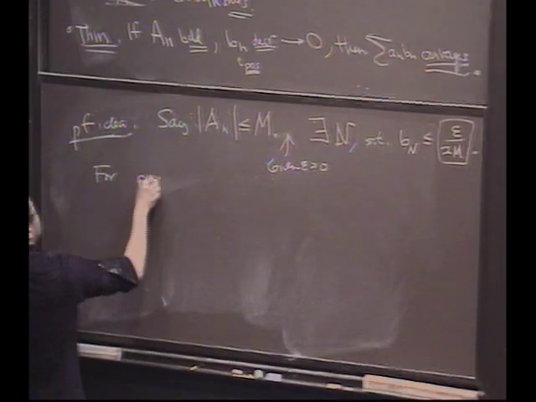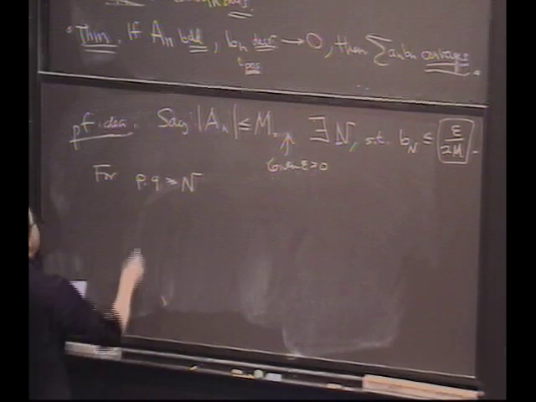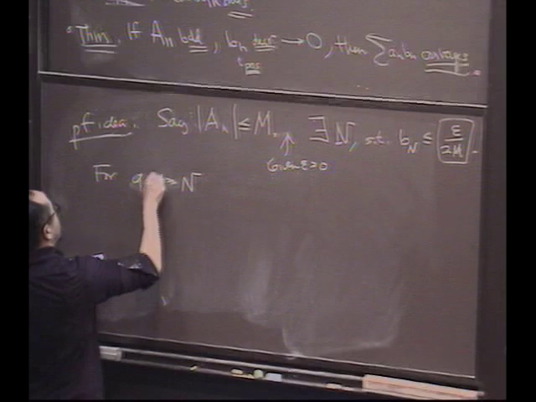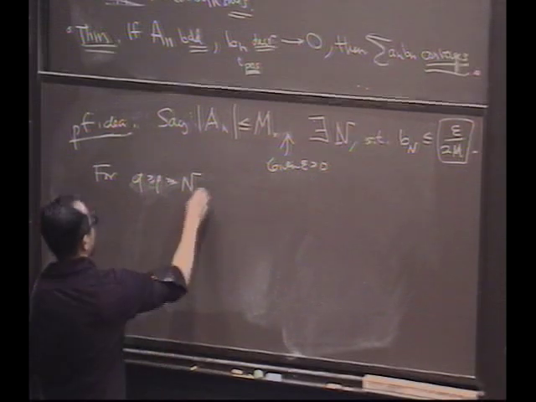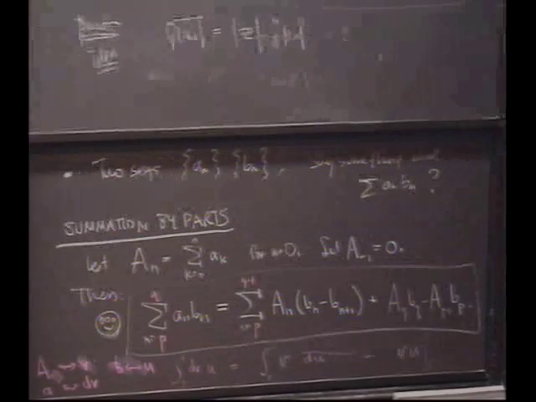Then for p and q bigger than N, and let's make q bigger than p, bigger than N, let's look at this sum here. I'll call this sum, I haven't seen triple smiley in a while. Triple smiley. Let's bound triple smiley.